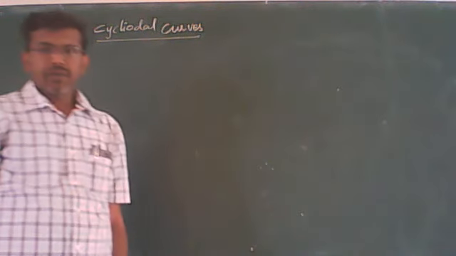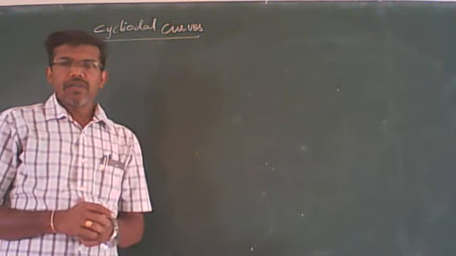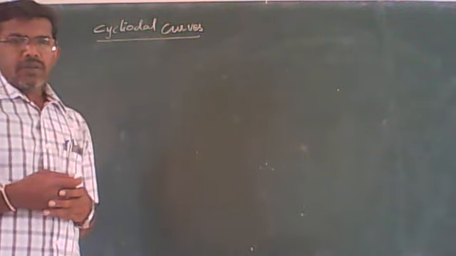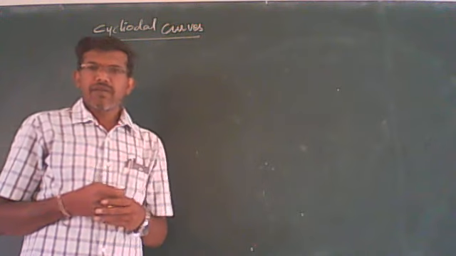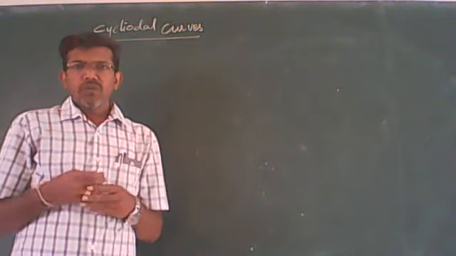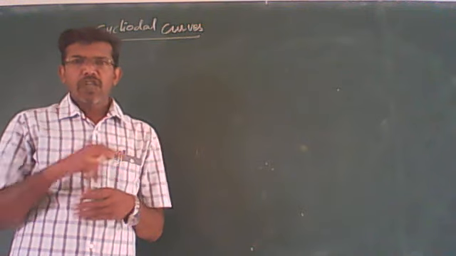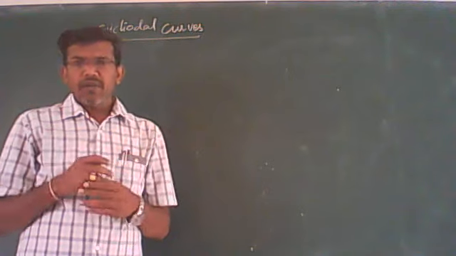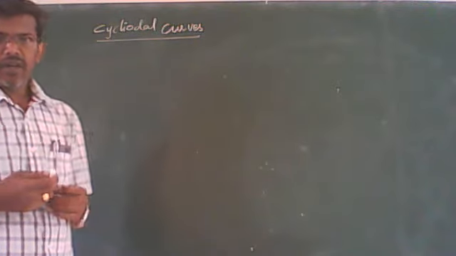Okay, good morning, students. So, today let us see the cycloidal curves. So, what is a cycloid? It is nothing but when a point on the circumference of the circle moves to different positions, it forms a smooth hand curve. A smooth hand curve for one complete revolution will be a cycloidal curve. So let us see what are the different types of cycloidal curves.